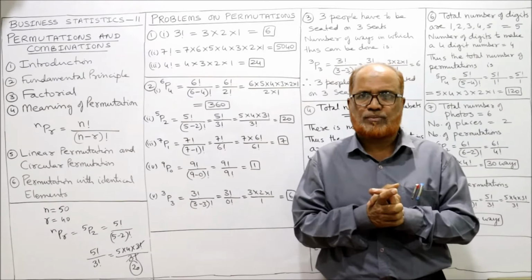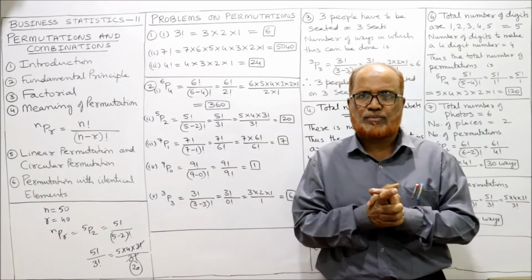Hope you have taken a printout of the problems from the description. So take out the first problem. I'm reading out the first problem, see carefully. Calculate 3 factorial, 7 factorial, 4 factorial. It's a basic problem first. This problem is given mainly to get acquainted with the expansion of factorial.